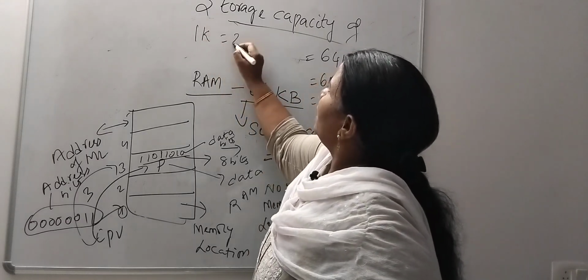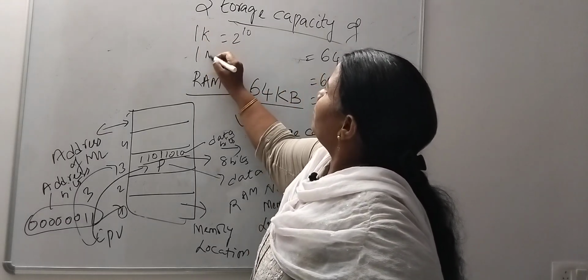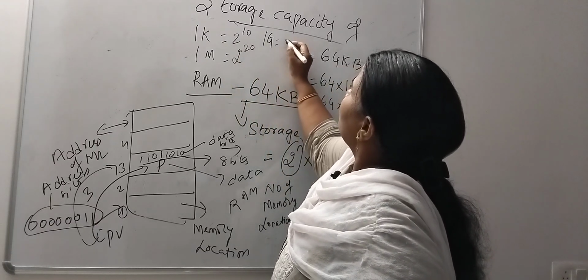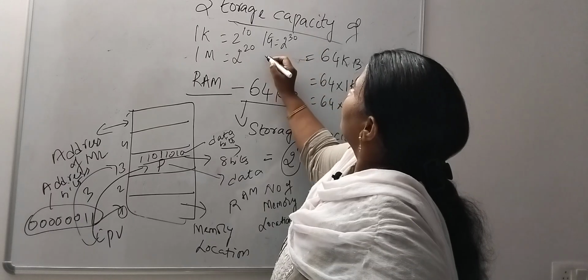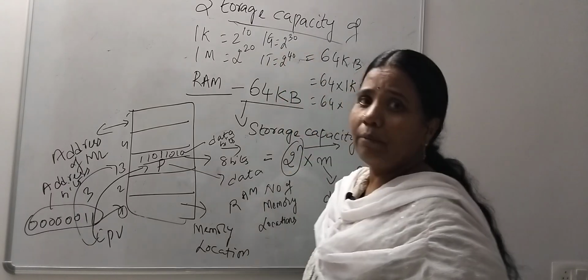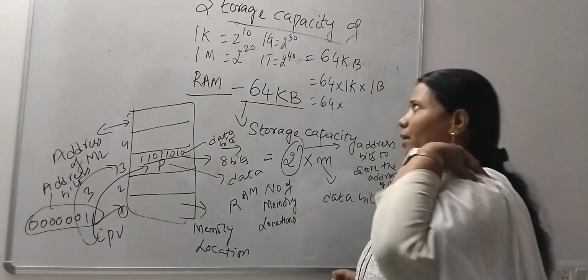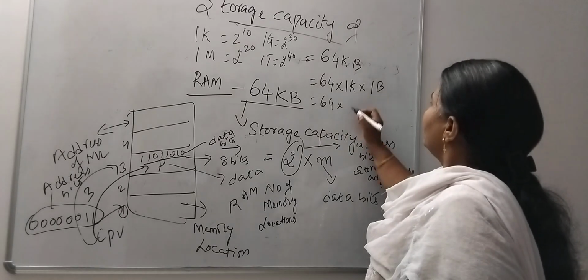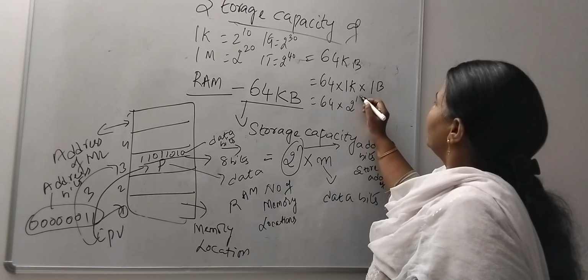1K equals 2 power 10. 1M equals 2 power 20. 1G equals 2 power 30. 1T equals 2 power 40. That means that many memory locations are present in the memory. 2 power 10 is nothing but 1024. So 1K equals 2 power 10.